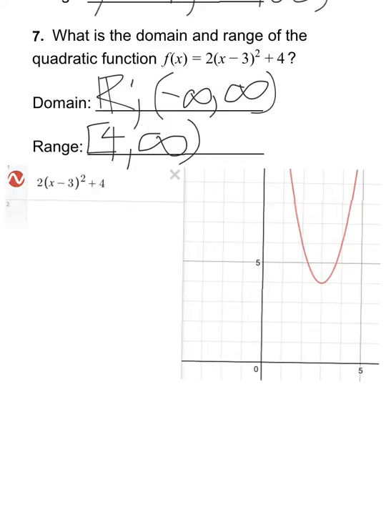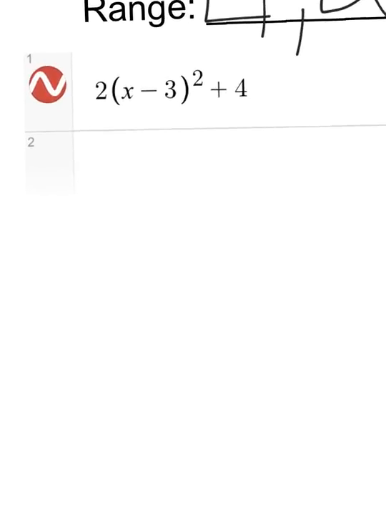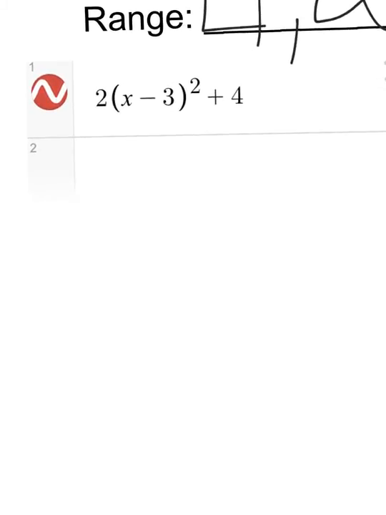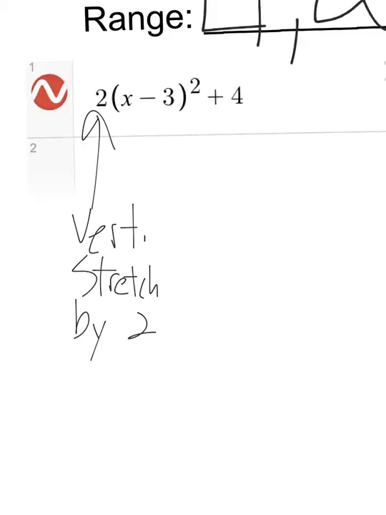You could also identify the domain and range from just looking at the equation itself and paying attention to the transformations. Like, I know that this is going to be a vertical stretch by a factor of 2. That doesn't affect the domain and range. It just makes the graph get a little skinnier. But this goes right 3. And again, that would affect the domain if it were restricted. But the domain is always all real numbers. So it's not going to affect the domain.